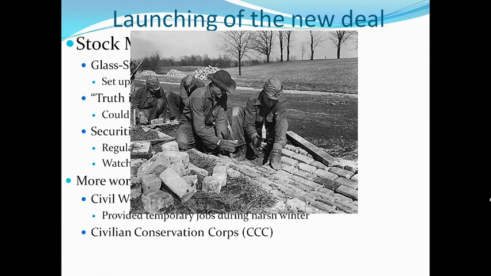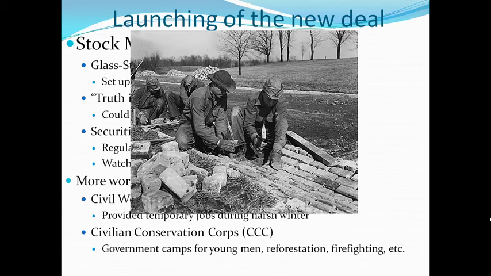If you ever see a picture like this on an exam, or like a document-based question where it's talking about the Great Depression and the New Deal, where they are working outdoors, it is always a safe bet to talk about the CCC, as it refers to government camps for young men, reforestation, and firefighting. And so it pretty much just deals with any outdoor work.